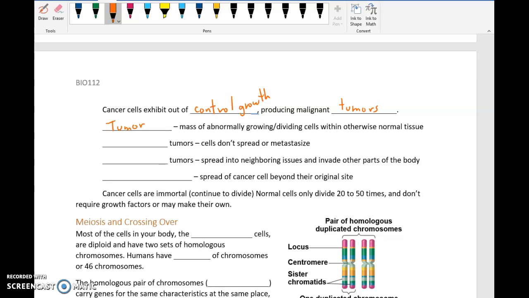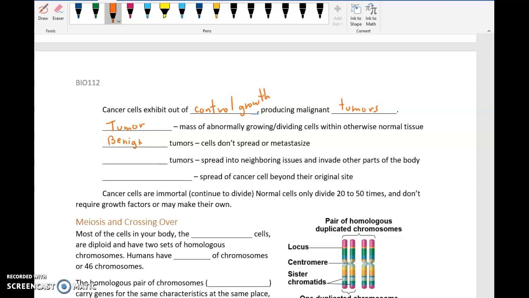There are 2 types of tumors. There are benign tumors, and benign tumors don't spread or metastasize. They stay where they are. And in general, they don't hurt you. They don't cause a problem as long as they're not, say, in your brain where they squeeze out other tissues. It's very common for dogs to have benign tumors underneath their skin, and the vets don't even bother to remove them.